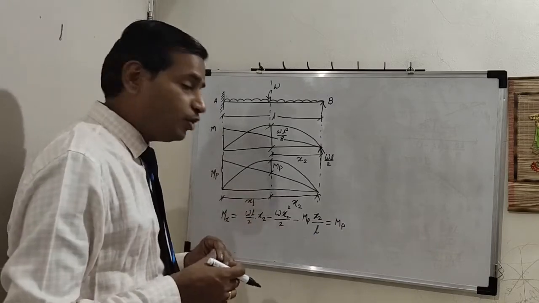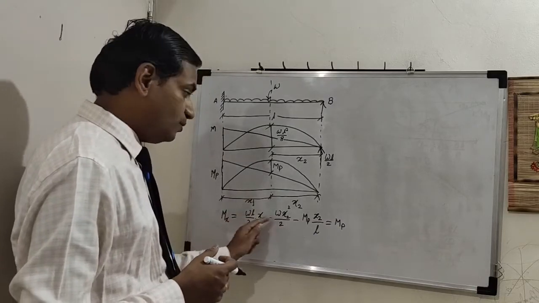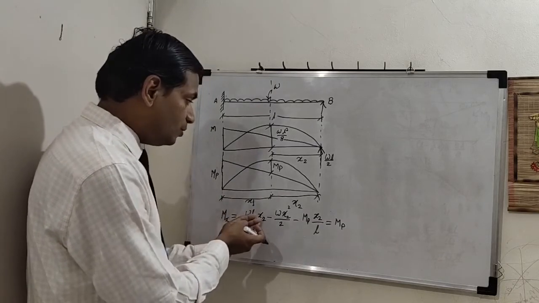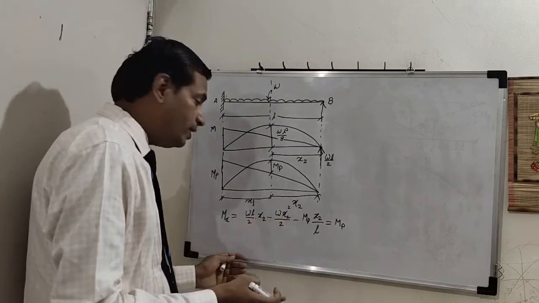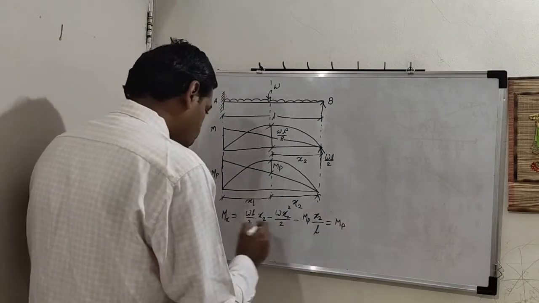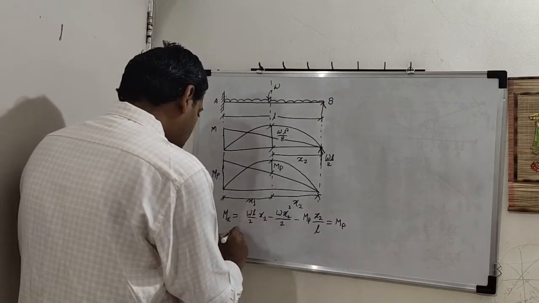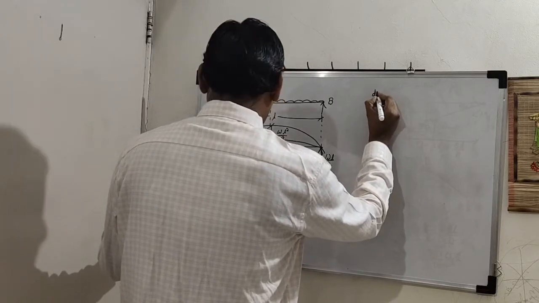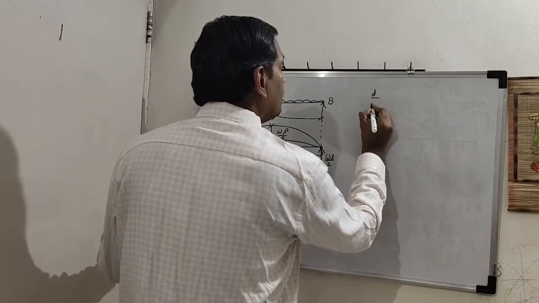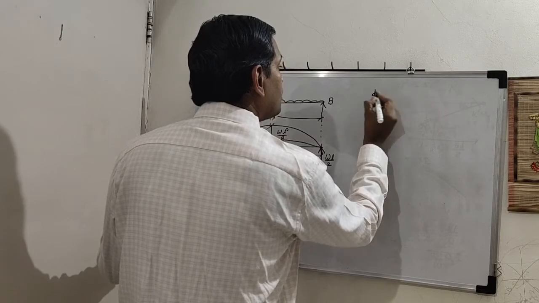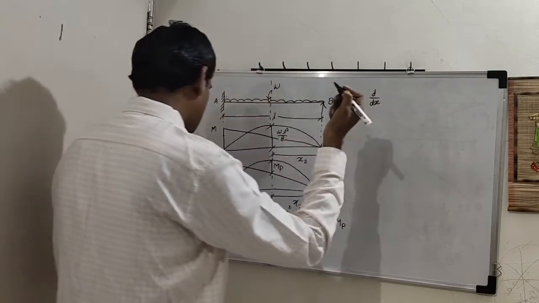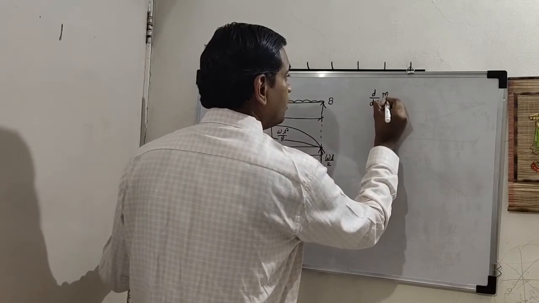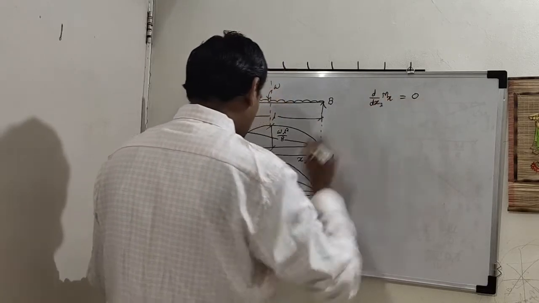Now we will differentiate this because we do not know what is x2. So when we will differentiate this with respect to x2 and equate it to 0, we will get what is x2. So I'll write here dMx by dx2, that is, d Mx by dx2 is equal to 0.